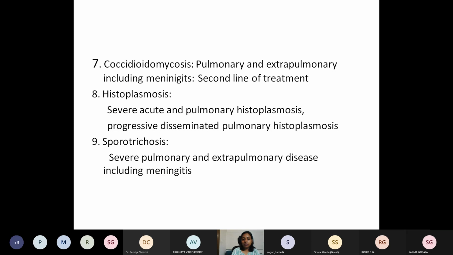So what it tells us is that the spectrum of activity is very large. The point is that there are alternative safe medications, but when there is a life-threatening infection, you can go to amphotericin for almost any fungal infection.